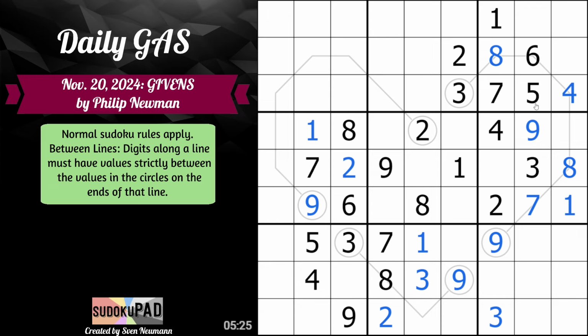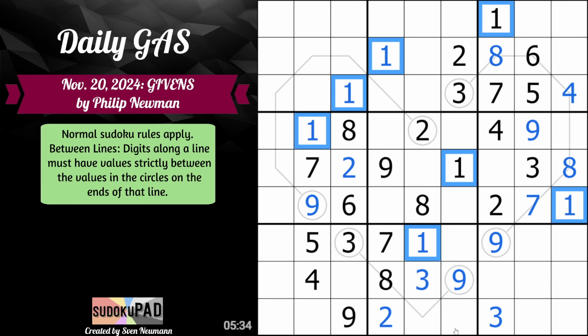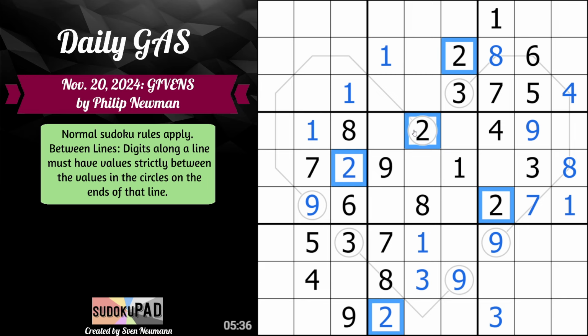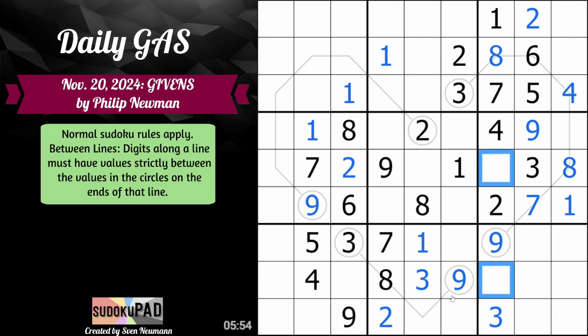I'm struggling to see it, folks. I don't know why. My brain just ain't working for me. One can't go in a between line. There we go. Twos. Three, nine. This is two. Which makes this 3, 9, which I guess makes sense with all the 3, 9s, but that doesn't help us place the 5, 6s here.